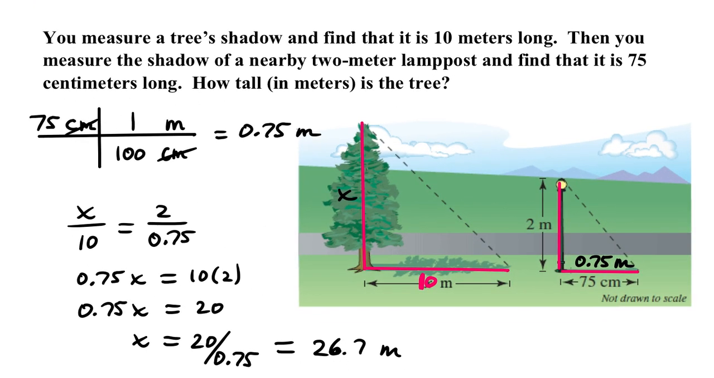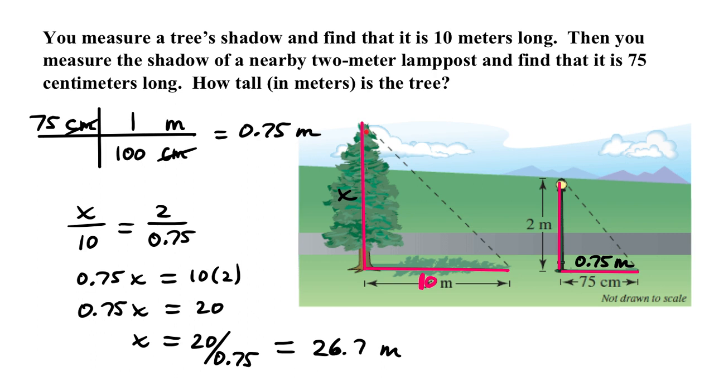You measure a tree's shadow and find that it is 10 meters long. Then you measure the shadow of a nearby 2-meter lamppost and find that it's 75 centimeters long. How tall in meters is the tree?